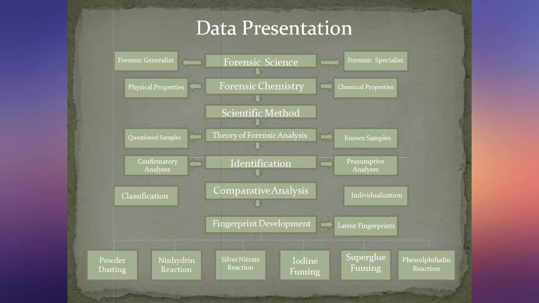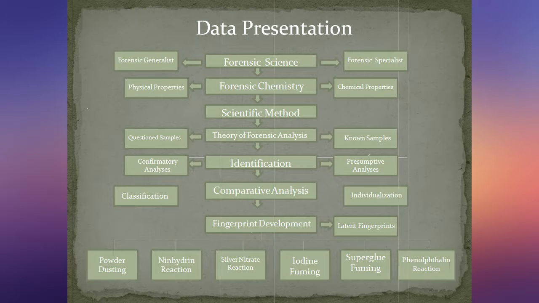Theory of forensic analysis has two samples, which are the question samples and known samples. Question sample is the sample being analyzed having an unknown identity. Known sample is the sample having a known identity of origin. Identification analysis is performed to determine the identity of a question sample. It contains two analyses, which are the presumptive and confirmatory.